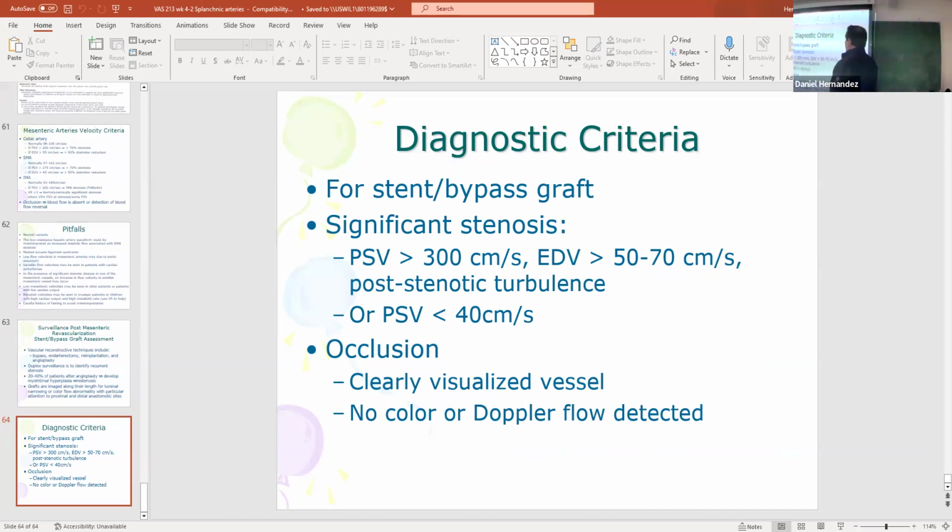If the patient does have a bypass graft or stent, the velocity criteria are a little bit different, but this would be something posted in your vascular lab. They would have diagnostic criteria after stent placement. So if they do have a stent or a graft, the criteria are a little bit higher for considering a stenosis.